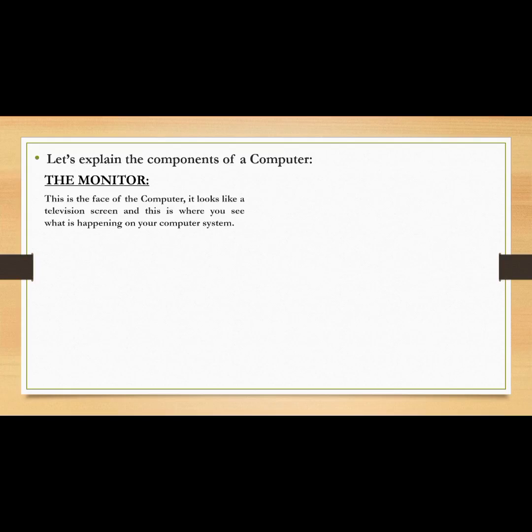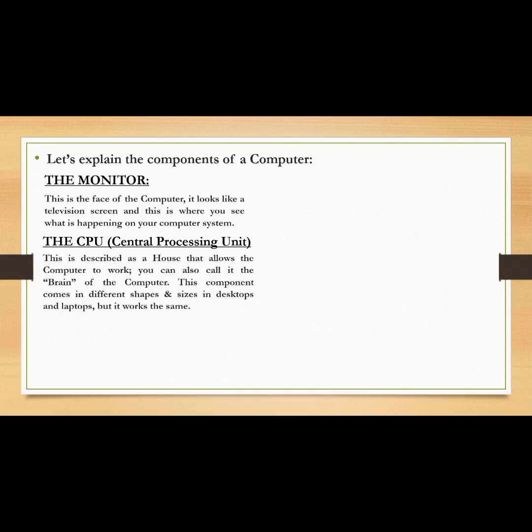Okay, the next one we're talking about is the CPU. The full meaning is Central Processing Unit. So what does the CPU do? Let's find out. This is described as the house that allows the computer to work. It is the embodiment, like the brain of the computer. It's also called the brain of the computer.